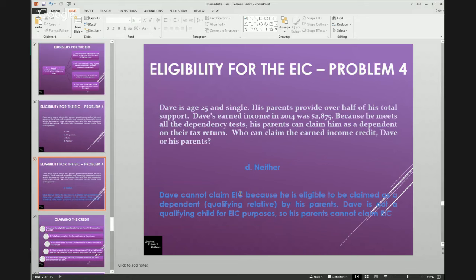Neither. Dave cannot claim the earned income credit because he's ineligible. He is a dependent. And Dave is not a qualifying child for the purposes of the earned income credit, so his parents wouldn't be able to claim it either because he's providing more than half of his total support.